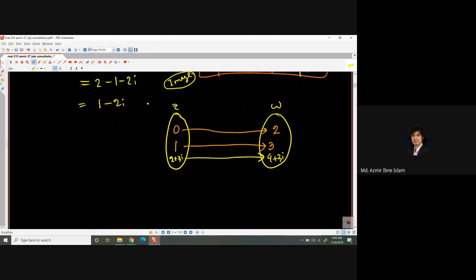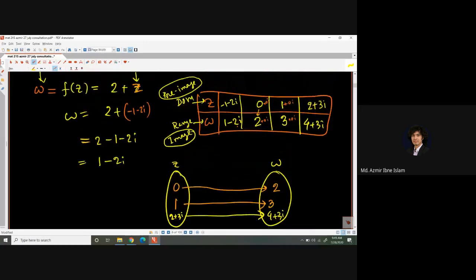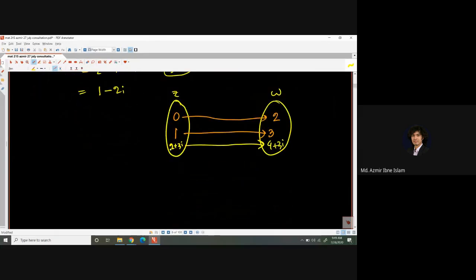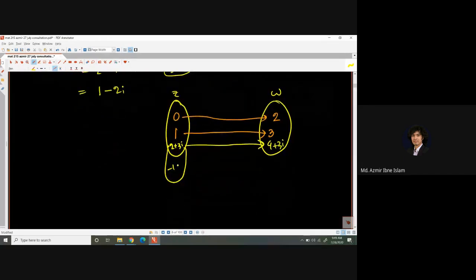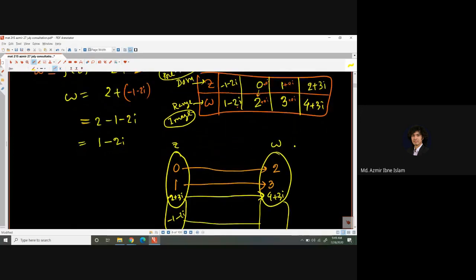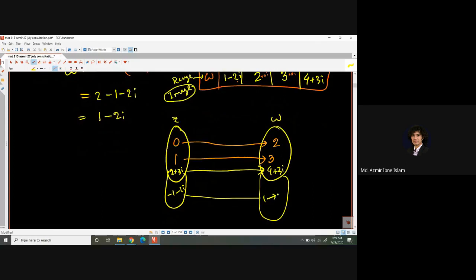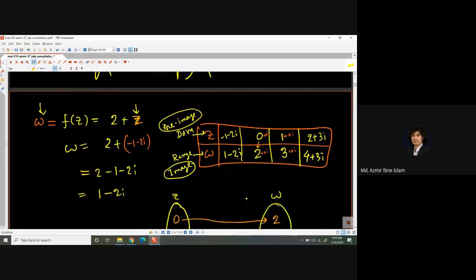So let's say we are inputting negative 1, negative 2i, and we are getting the output as 1, negative 2i. So up to now it is okay.